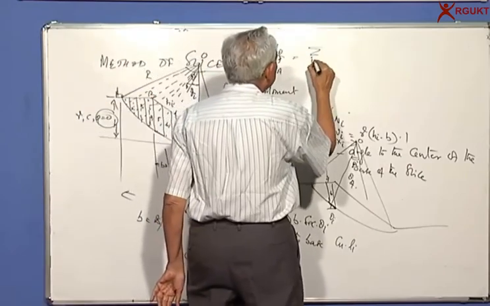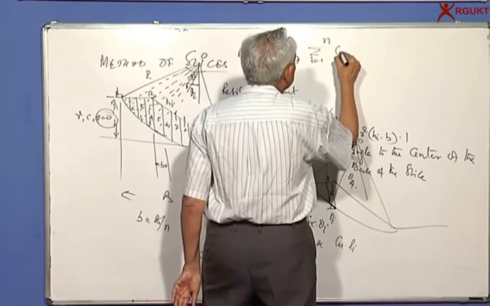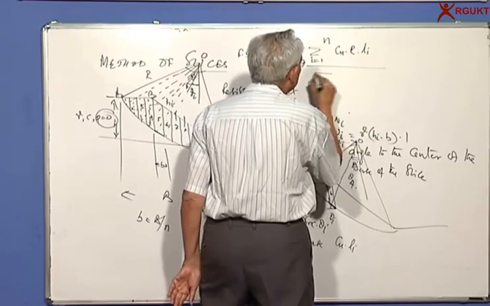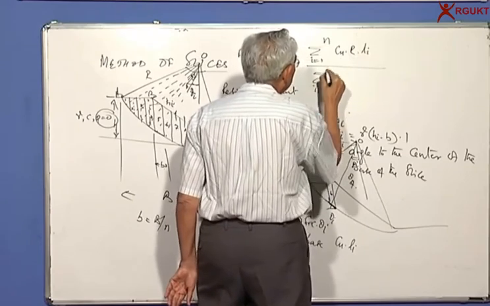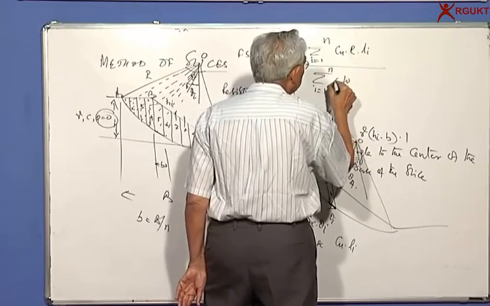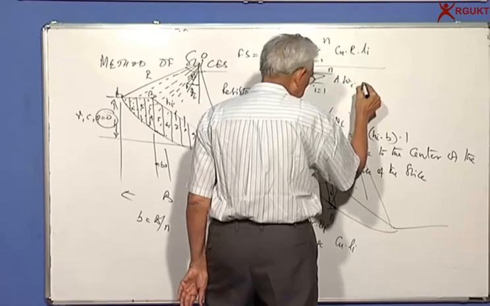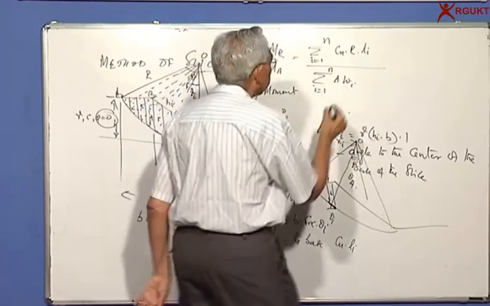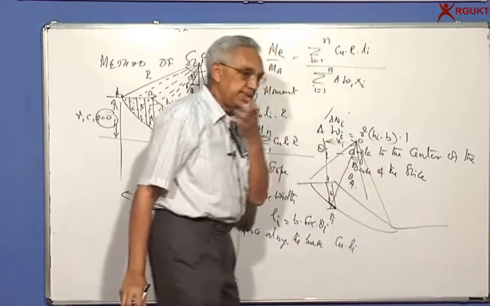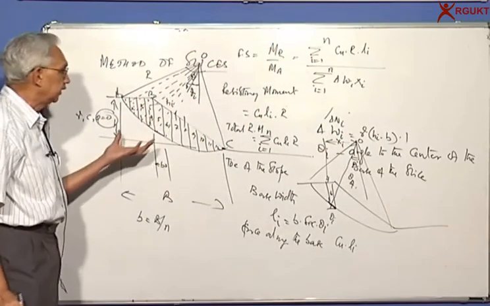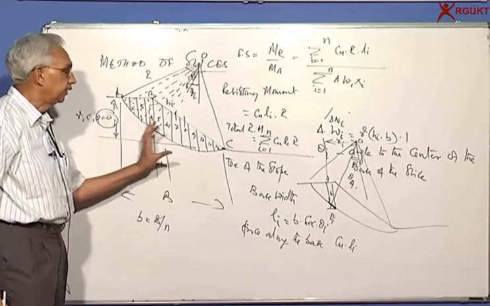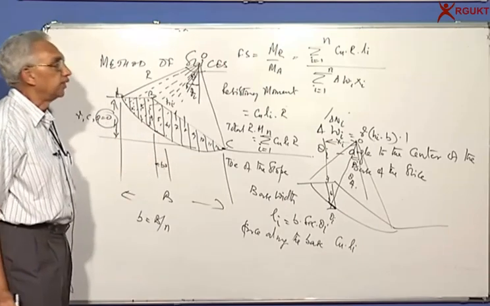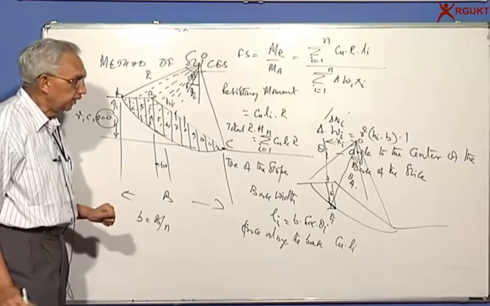sigma i going from 1 to n Cu R into Li divided by sigma i going from 1 to n delta Wi into Xi. So this can be easily done with a hand calculation. You need graph paper and draw everything to scale. Within about half an hour to 1 hour, you can find out. You should try that in one of the cases.